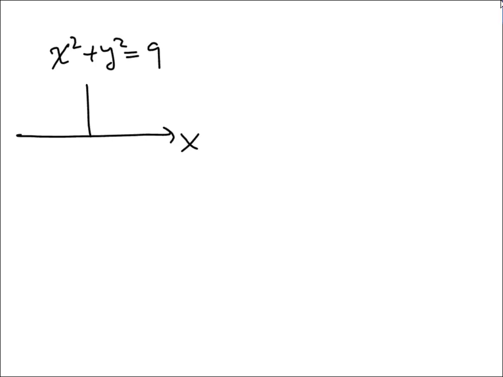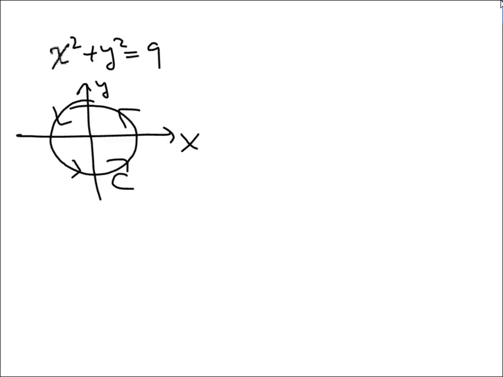Section number 49 is entitled Line Integrals. Suppose you have this equation, x squared plus y squared equals 9. Well, that's a circle centered at the origin of radius 3. Let us give it a path, so that C goes along the circle in that direction.